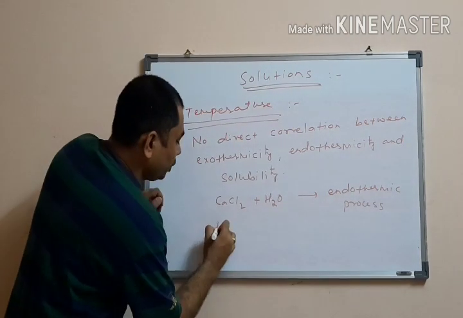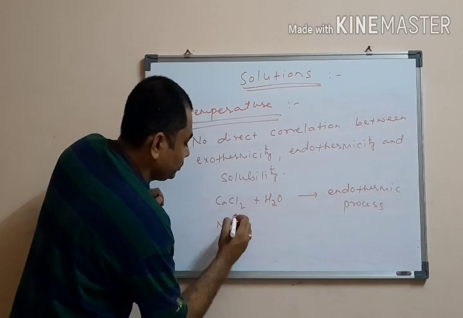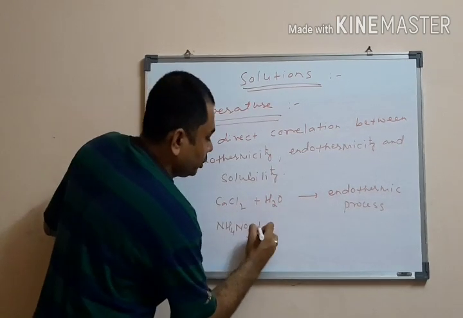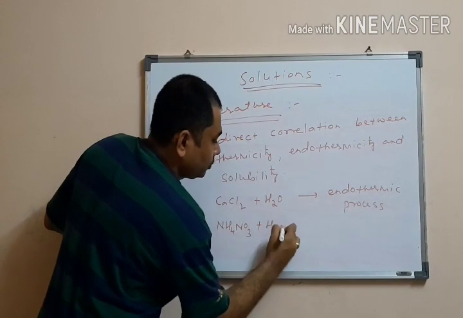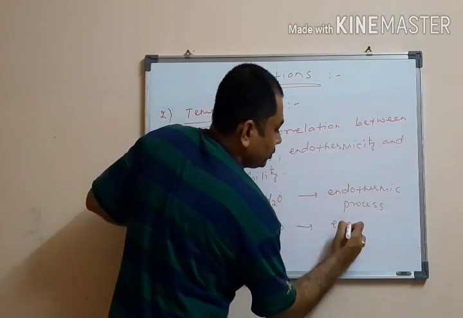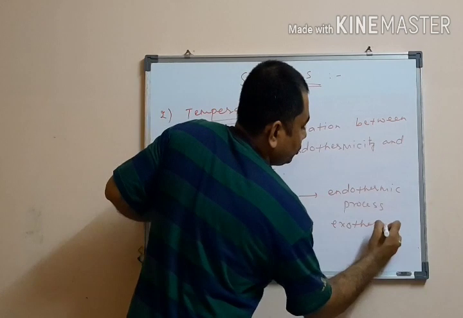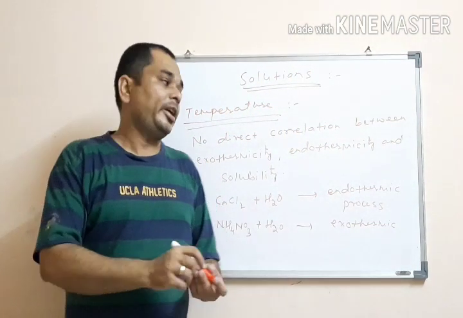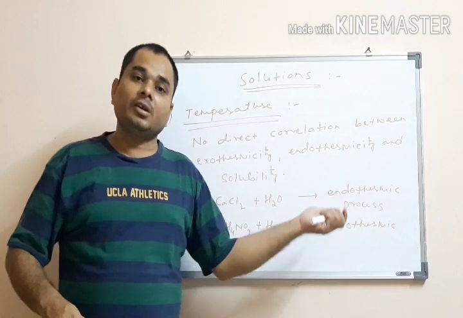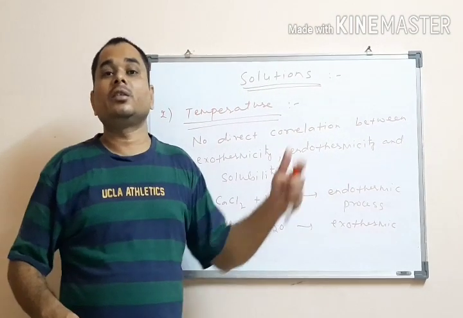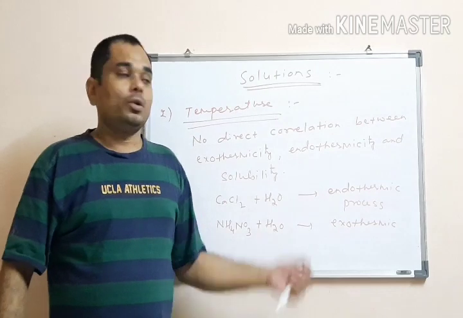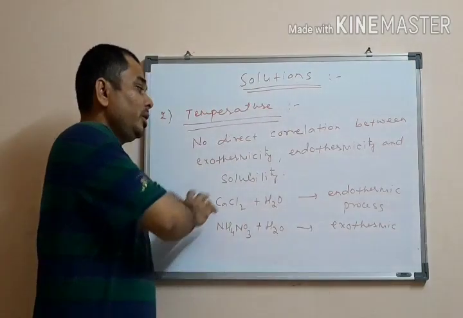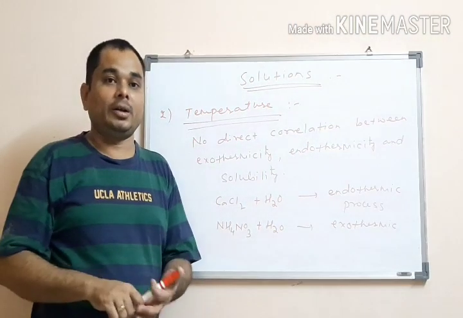And dissolution of ammonium nitrate in water. This is an exothermic process. So the solubilities in both the cases should have been different. But what has been observed is, as the temperature increases, solubility increases in both the cases. So there is no direct correlation as such between exothermicity, endothermicity and solubility.